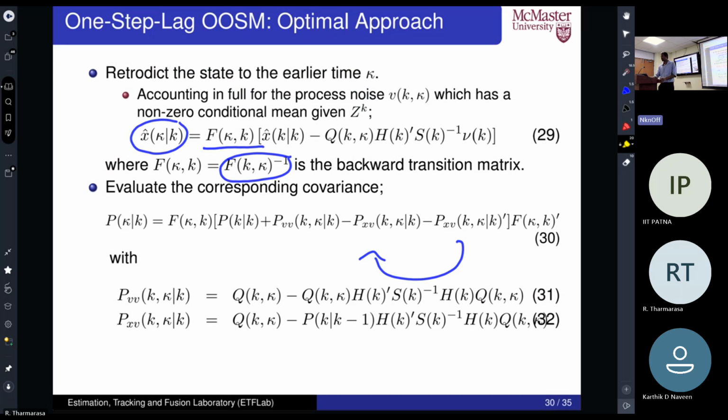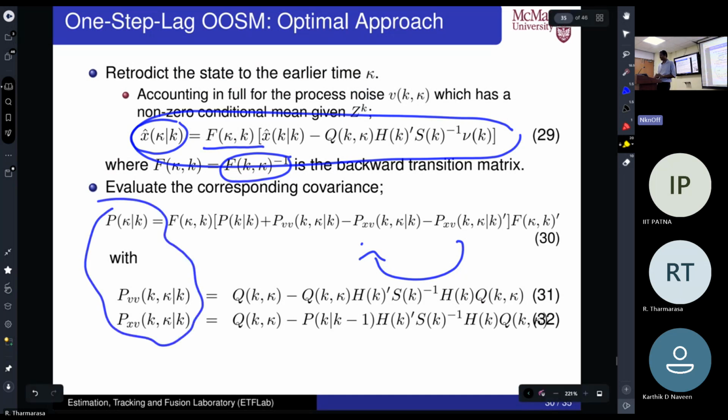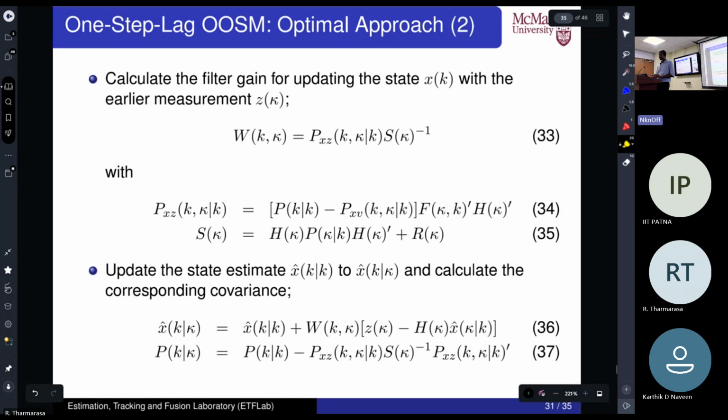You predict the state from here to here. And so this is a little complicated. Okay, I'm not going to spend too much time here. So you go back to that. Then you find some matrices similar to the Kalman filter. And then you find some weight.